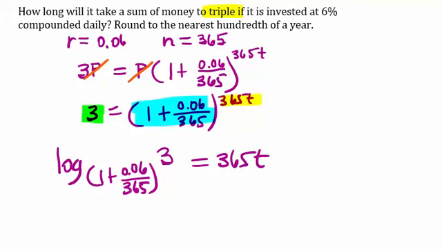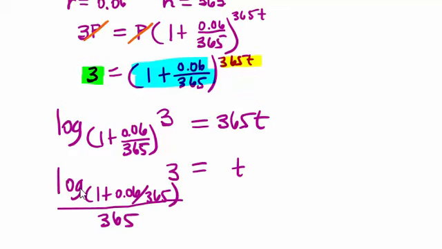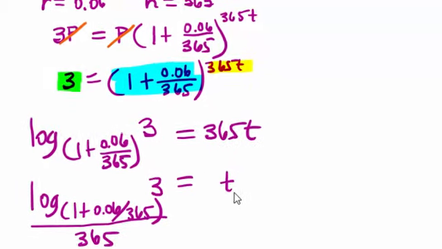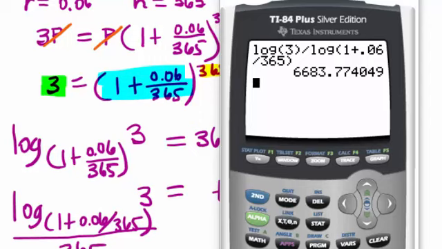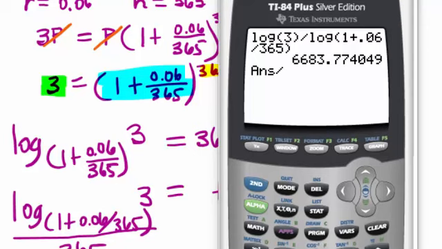Lastly, divide both sides by 365, and we get this expression log base 1 plus 0.06 over 365 of 3 divided by 365 is equal to t. We can first enter the logarithm on the calculator. If you do have the log base feature under math, you could use that to enter the logarithm directly. Otherwise, you're going to use the change of base formula, where you enter log of the argument, log of 3, divided by log of the base, and that's log of 1 plus 0.06 over 365. We're then going to divide that result by 365, and we get about 18.31 years.